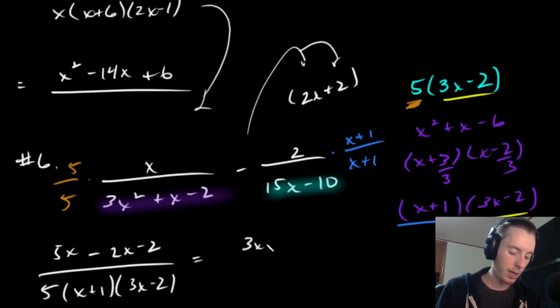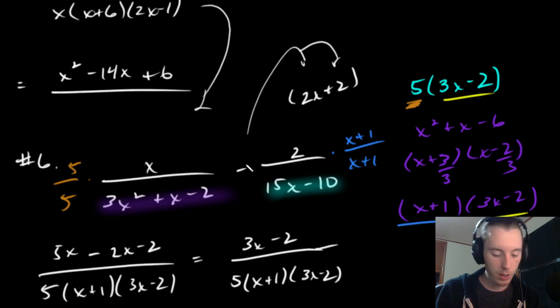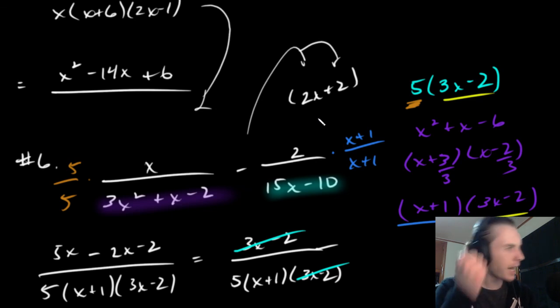And now you get 3x minus 2. What? How could this happen? Look what I see. 3x minus 2 cancels. Look at that. How does that happen?